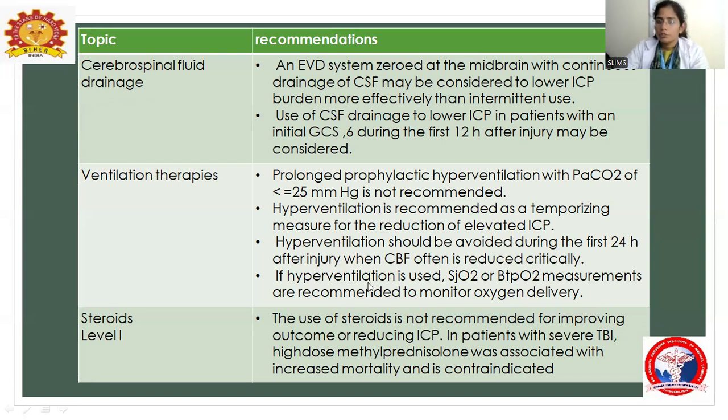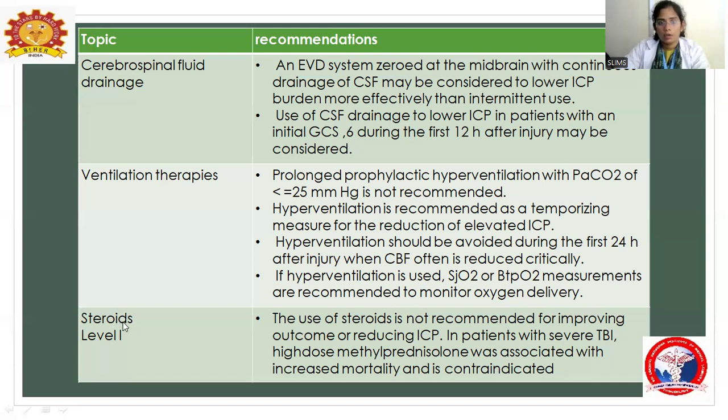So if hyperventilation is used, SjO2 or BtPO2 measurements are recommended to monitor oxygen delivery, because if you are going to hyperventilate, hypocapnia will result in decrease in cerebral blood flow, which may provoke cerebral ischemia in an already traumatized brain. So these oxygen measurements are necessary.